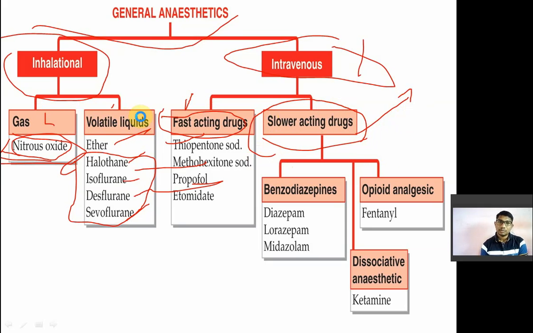Why fast acting drug and why slow acting? Fast acting drug क्या करेंगे, जल्दी ही anesthesia प्रोड्यूस करेंगे within 3 or 4 minutes. Then these slower acting drugs mean they will produce anesthesia within either 20 minutes, 30 minutes. Okay, so that's why they are slower acting.